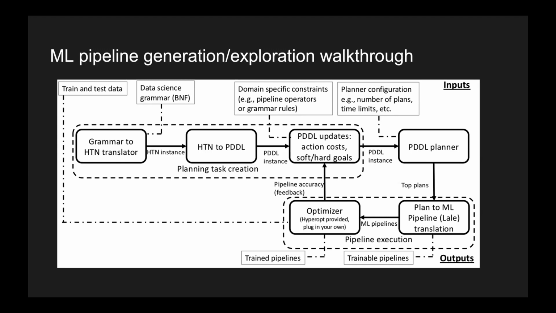And we're going to see that grammars actually match very well the hierarchical task network planning concept. So we're going to use an HTN translator to translate the grammar to HTN. And then because we need multiple plans and there is no HTN planner that generates multiple plans, we have to go to PDDL, because for PDDL, there are planners that can give us multiple plans. And then based on that, we're going to transform the plans to pipelines. We're going to train the pipelines. We're going to execute them, and we're going to see how well they do and how that translates into costs.